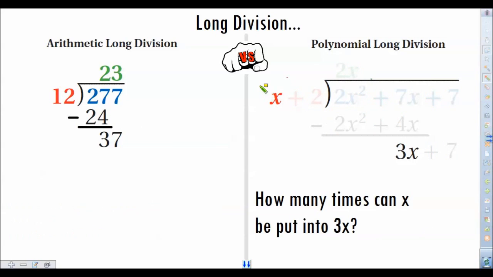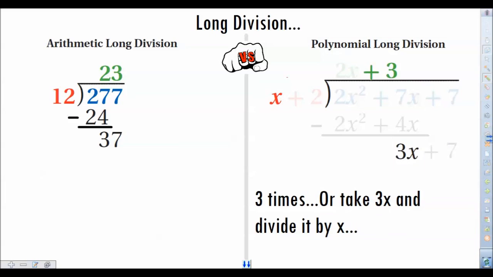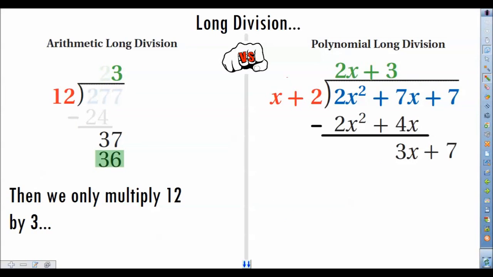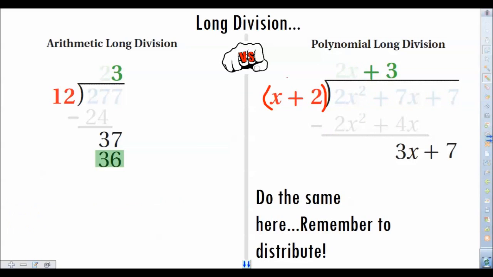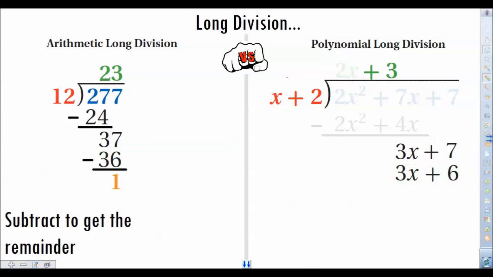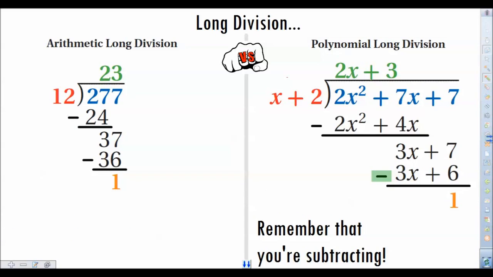But instead now we just only focus on the x, and we focus on the first term right there, the 3x. What do we need to multiply x by to get 3x? You got to multiply it by a 3, right? Or you can take just 3x and divide it by x. And then what do we do with the 3 over here on the left? We just took the 3 only, multiplied by the 12, giving us 36. We're going to do the same thing over here. We're going to take just the 3, distributive property with the x plus 2, so 3x plus 6. We're going to jot that down right below the 3x plus 7. Then we're going to subtract, just like we did before. When we subtract, we end up with that remainder of 1.